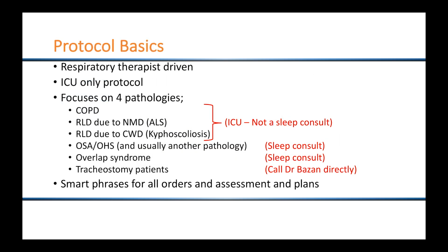The protocol is a respiratory therapist-driven protocol, only in the ICU and not the GPUs. It focuses on the following 4 pathologies: COPD, restrictive lung disease due to neuromuscular disease such as ALS, restrictive lung disease due to chest wall deformity such as kyphoscoliosis, OSA plus OHS, and typically another pathology for the patient to get admitted. In addition, overlap syndrome, which is a combination of OSA plus one of these other diseases. And if you do get a tracheostomy patient, those patients are managed directly by Dr. Bazan.